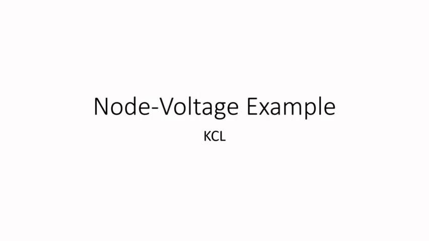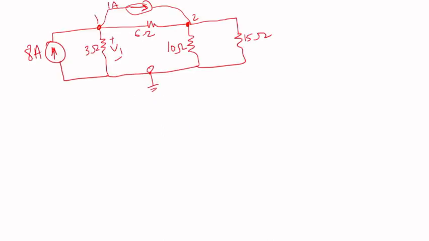So in this video, I'll go through an example on node voltage using KCL, because when current sources are involved, you have to use KCL. And I did an example where I showed how to solve the node voltage using KVL. So it just depends on what the circuit is made up of, which determines how to solve.